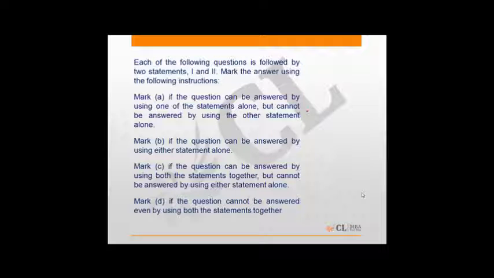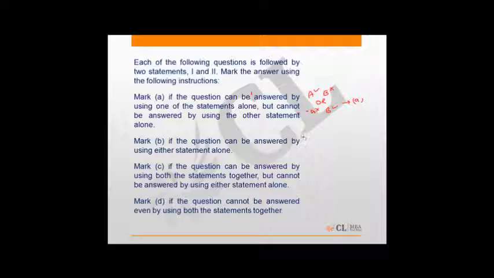Let us start with the DS questions now. It's again a twister type DS. You have to mark option A if the question can be answered using one of the statements alone but cannot be answered using the other statement alone. That means if A alone is sufficient, B alone is not sufficient, or A alone is not sufficient but B alone is sufficient, you have to mark option A.